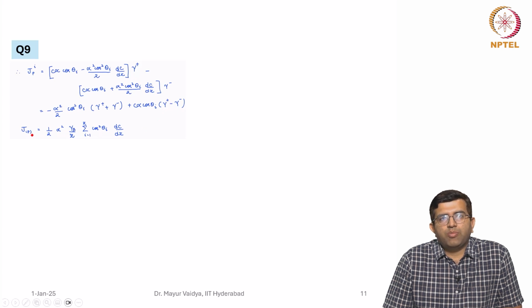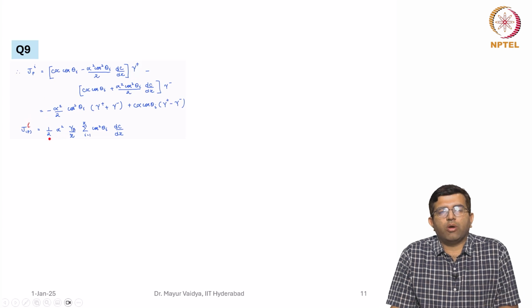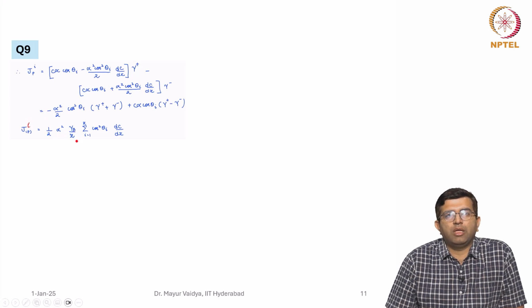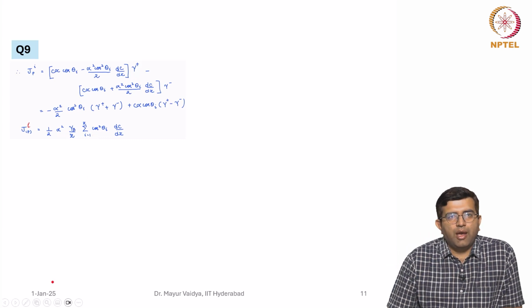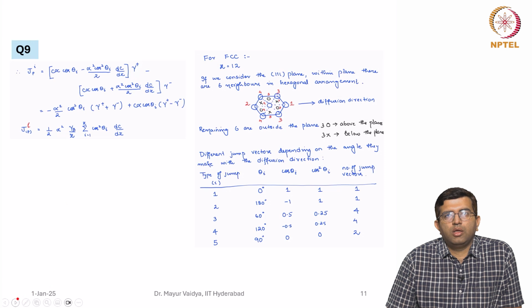Now, therefore, the Jp can be written as an index i. So, this is equal to 1 by 2 alpha square gamma b by z into summation i equal to 1 to z cos square theta i dc by dx, because i to z takes care of the different directions in which this jump can happen. So, for FCC z is equal to actually 12.